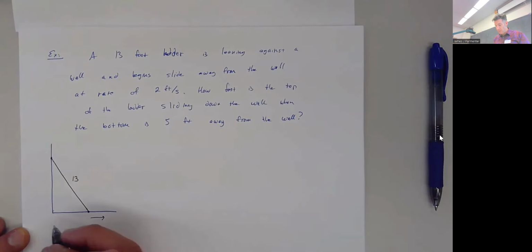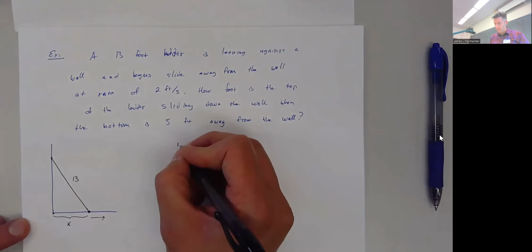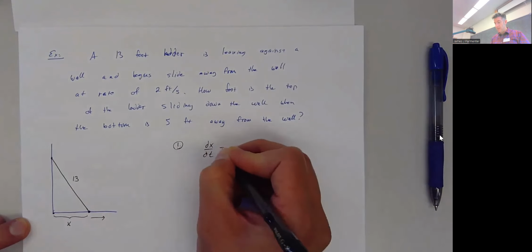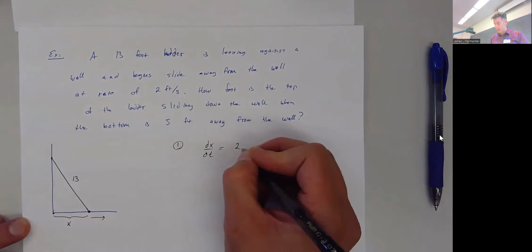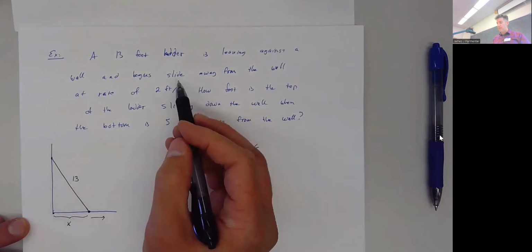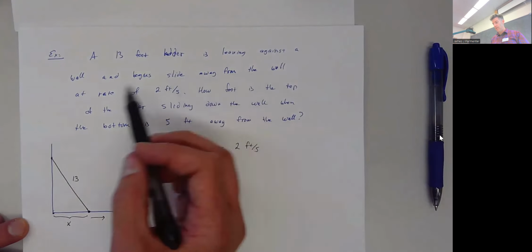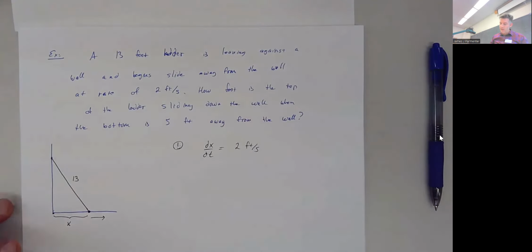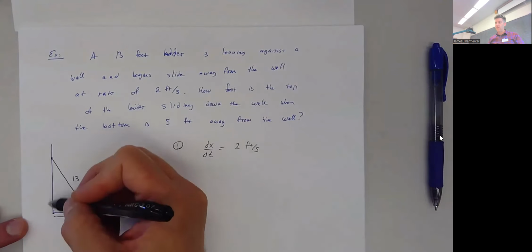So what we're going to do is label the distance from there to there. I'm going to call it X. Is X increasing or decreasing? X is definitely increasing. So when we start writing what's changing, our dx dt is the thing they told us. That's our 2 feet per second. Because they told us that the ladder begins to slide away from the wall at a rate of 2 feet per second. If they said it was sliding down the wall at 2 feet per second, then it'd be this value here that was the rate of change.